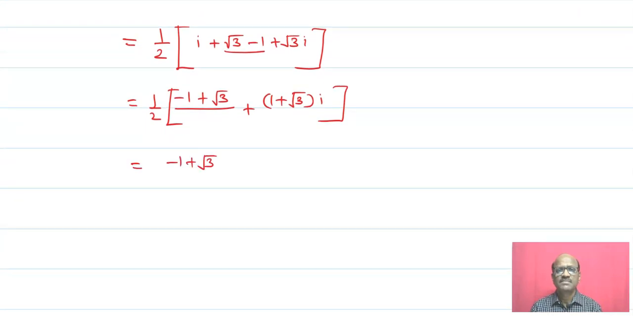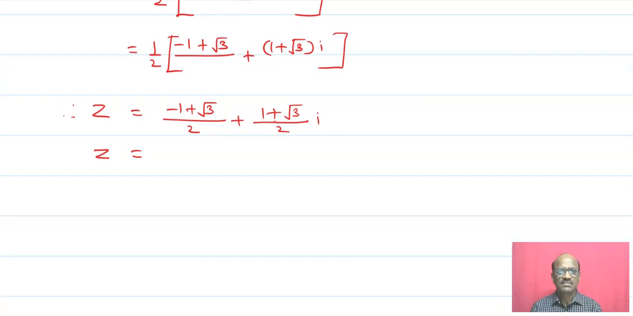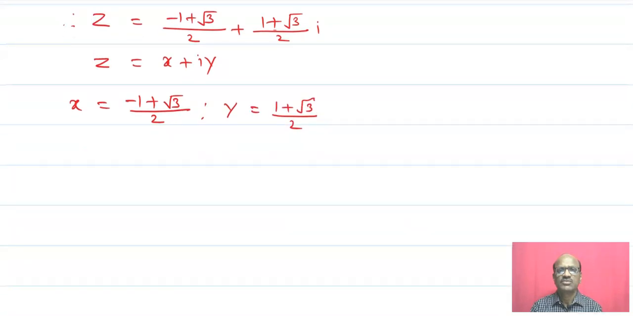Therefore, minus 1 plus root 3 upon 2 plus 1 plus root 3 upon 2 into i. Hence z is equal to x plus iy, where x is equal to minus 1 plus root 3 upon 2 and y is equal to 1 plus root 3 upon 2.